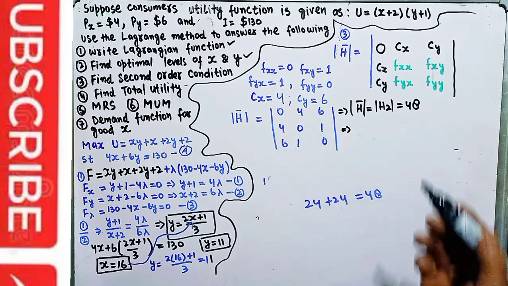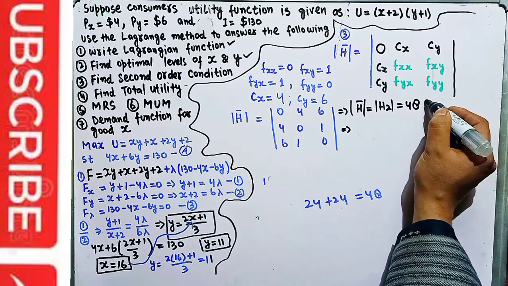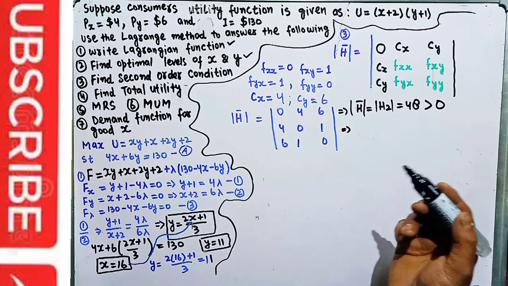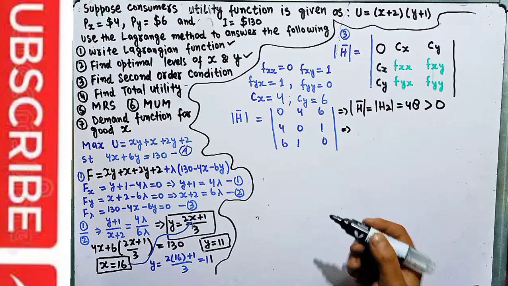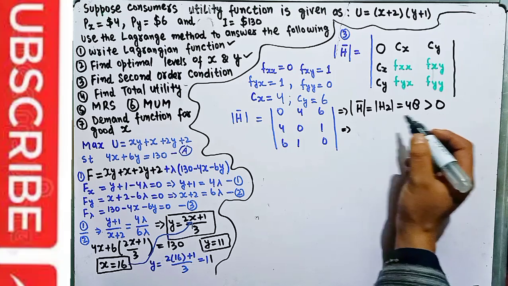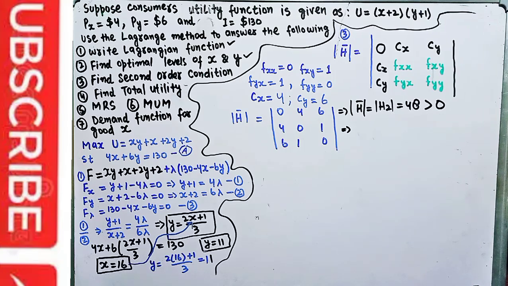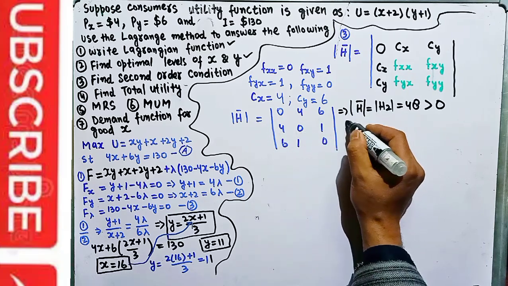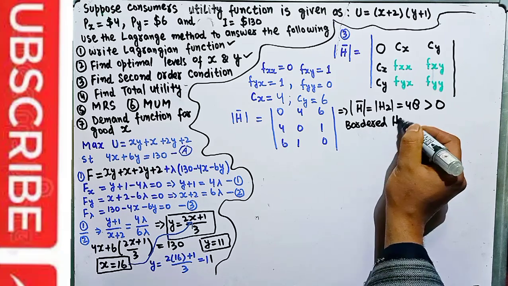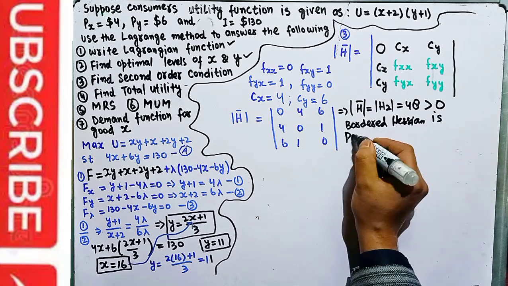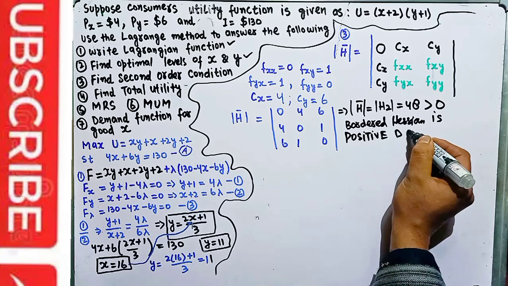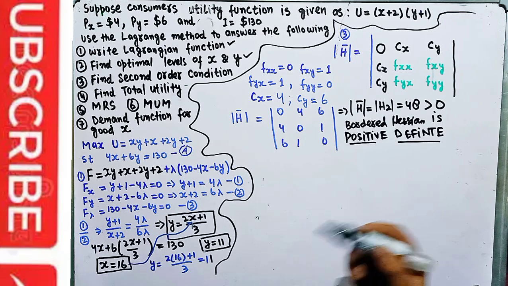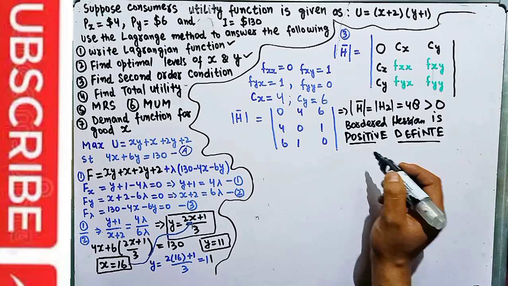The determinant of this second bordered Hessian matrix is greater than 0. So the bordered Hessian is positive. The determinant of this came out to be 48, which is positive. We say this bordered Hessian is positive definite. And this positive definite Hessian satisfies the second order condition for relative minimum.